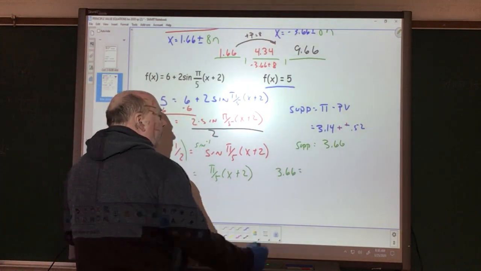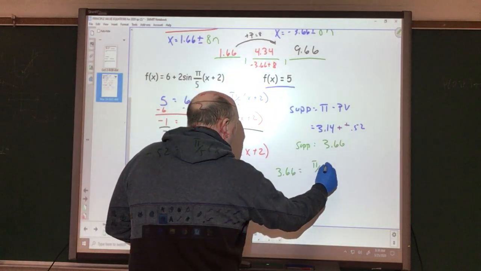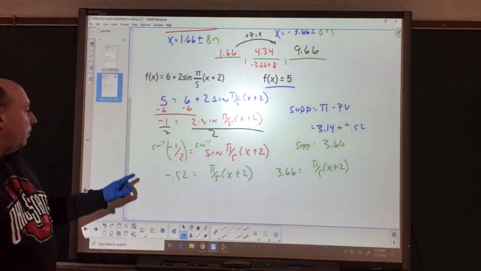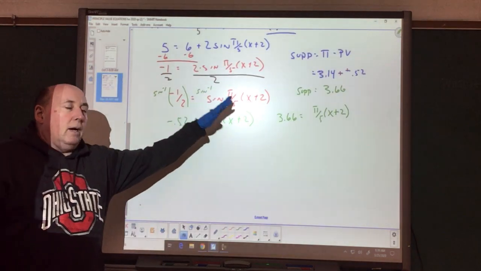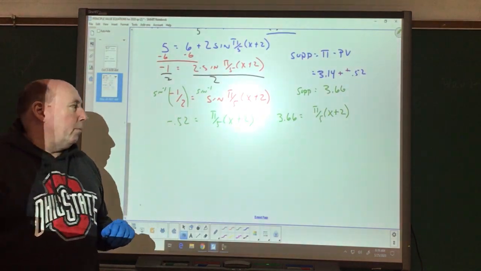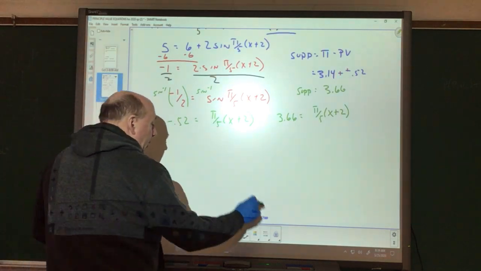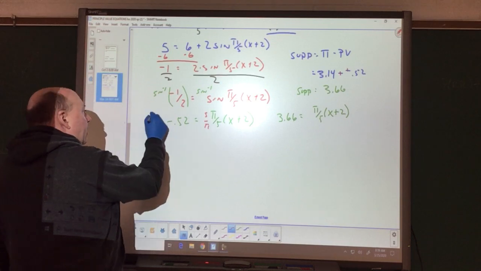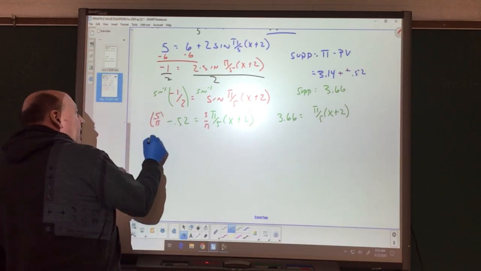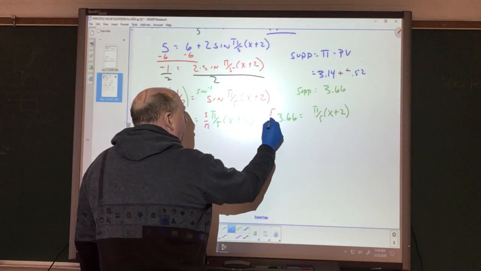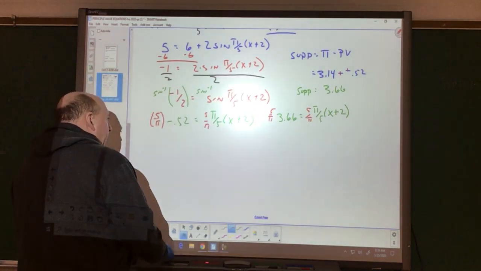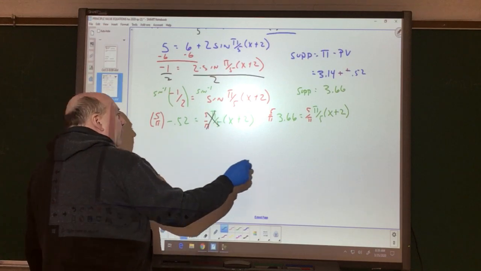So we have our supplement of 3.66 is equal to pi over 5 x plus 2. Now it becomes the exact same thing as we did before. Got to get rid of pi over 5, so we multiply by 5 over pi on every term. That will cross out these pi over 5s.